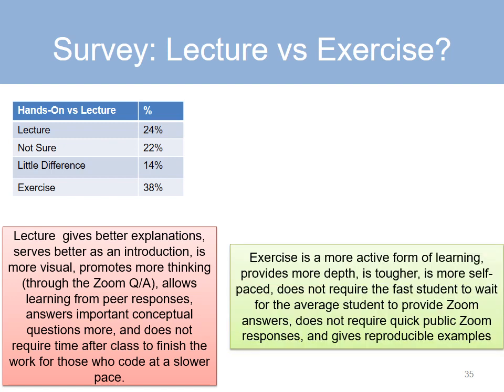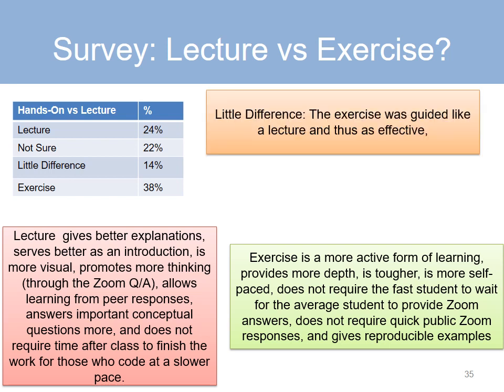Okay? And the other alternative was, look, it's a more active form of learning, provides more depth, is tougher, is more self-paced, does not require the fast student to wait for the average student to provide Zoom answers. I do that. I wait for everybody to say, okay, I've got answers, then they put their chat response. And it does not require quick public Zoom responses, but people who are slow didn't like that, and it gives reproducible examples.